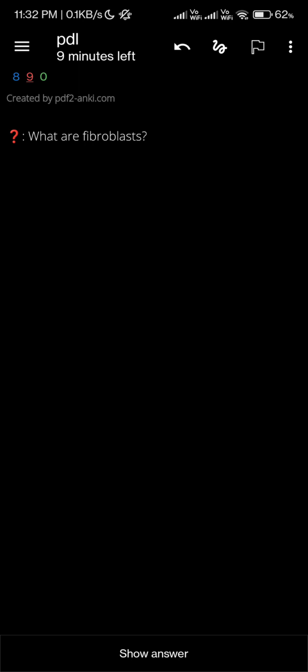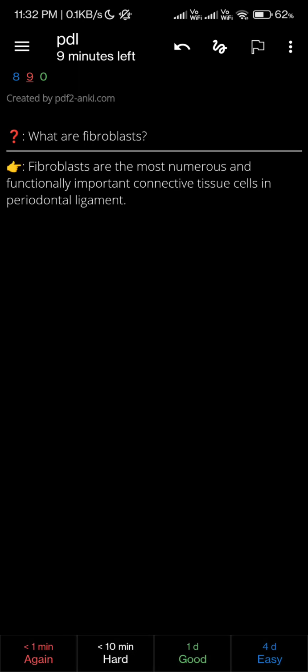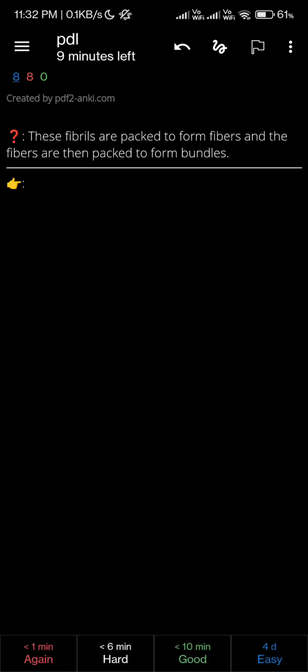Again, collagen, ground substance, collagenase, phagocytosis, degradation. Fibroblasts are the most numerous and functionally important connective tissue cells found in periodontal ligaments. These fibers are packed to form fibrils, and fibrils are packed to form fibers, and then they are packed to form bundles.